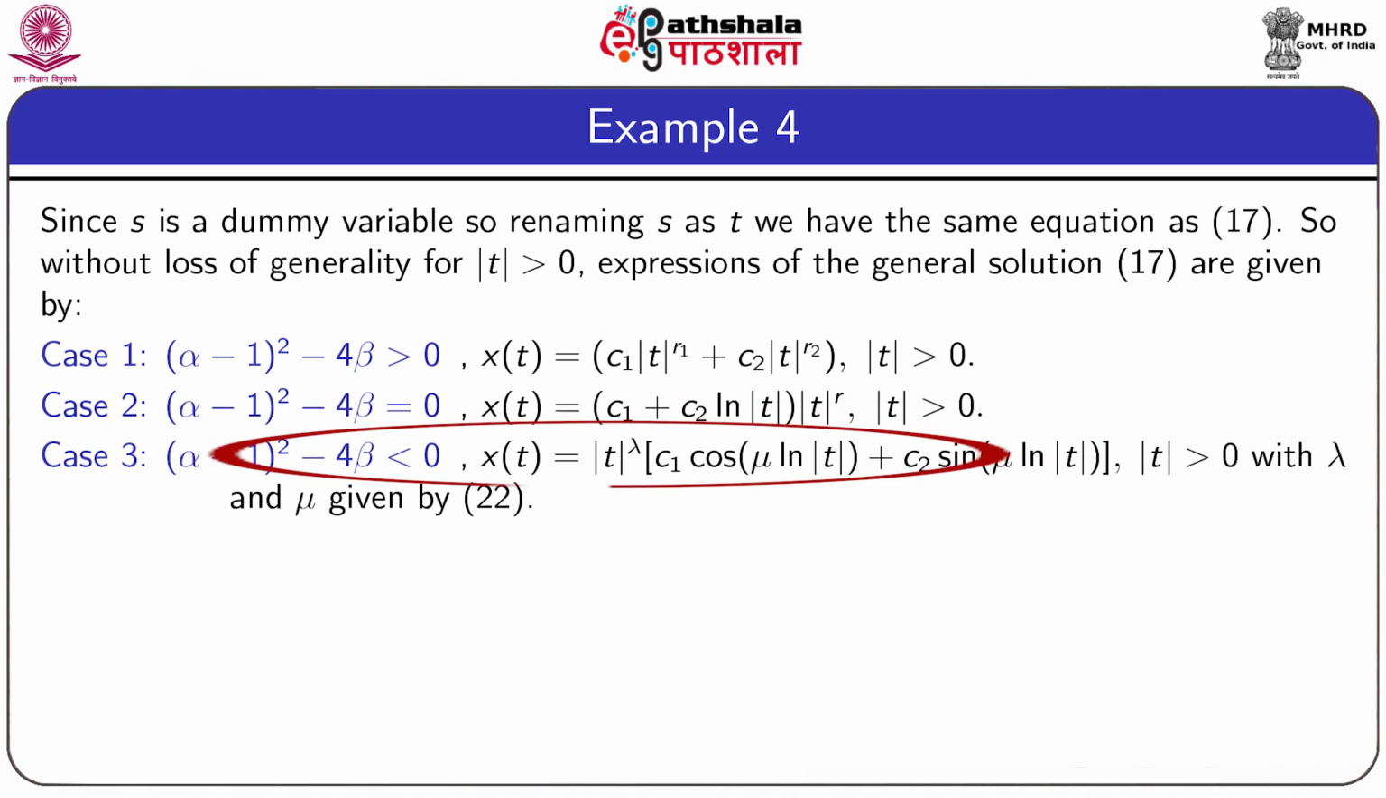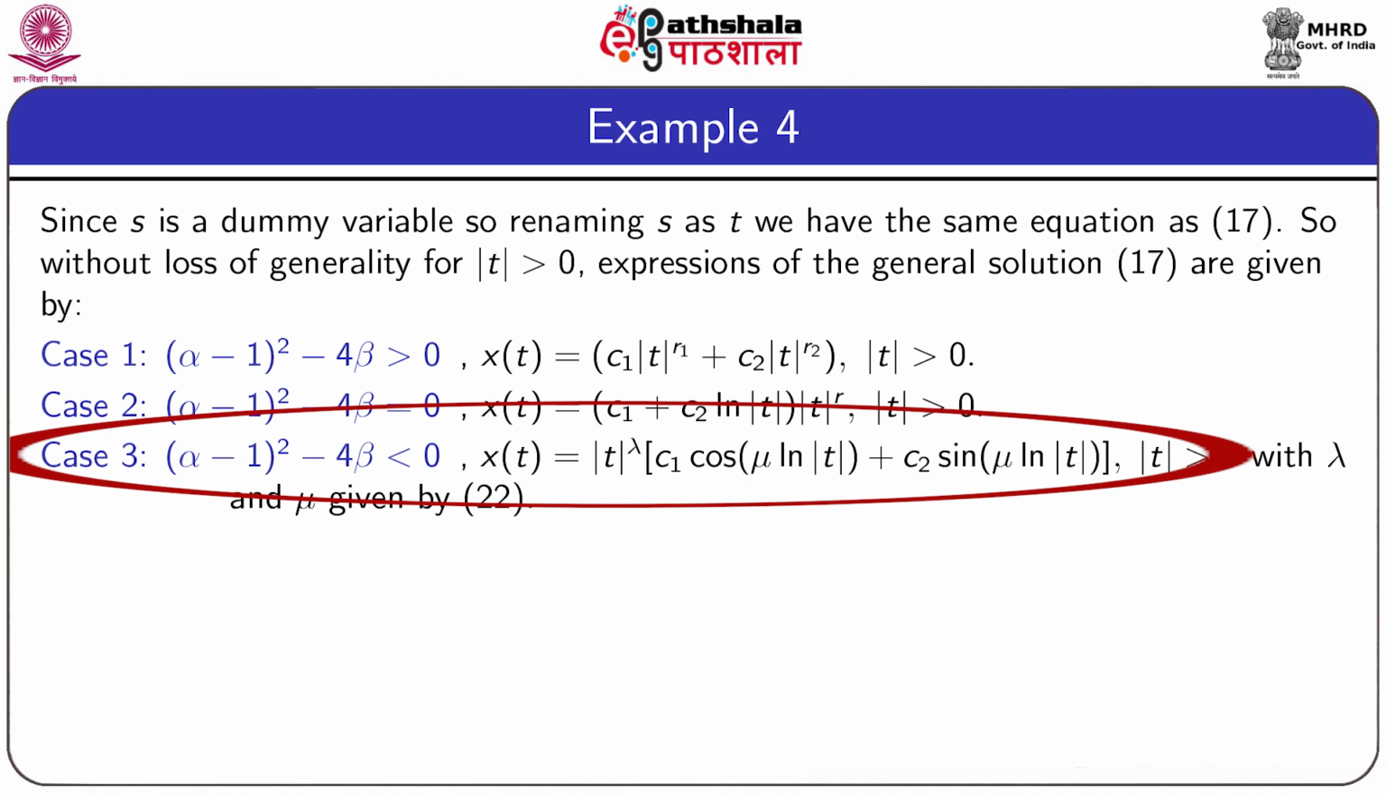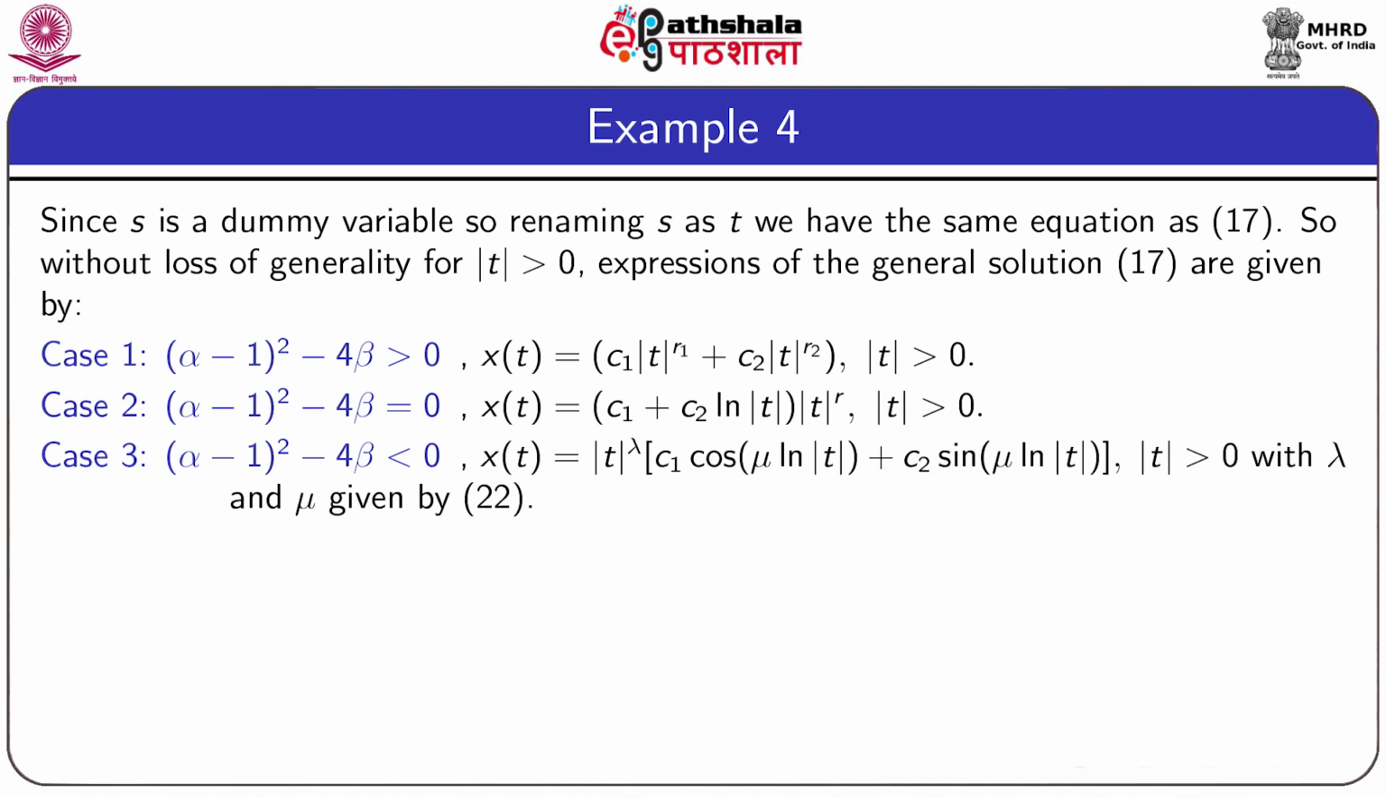In case 3, (alpha minus 1) whole square minus 4 beta is less than 0, and the solution is x(t) equal to mod t to the power lambda (c1 cos(mu log mod t) plus c2 sin(mu log mod t)), where mod t is greater than 0, with lambda and mu given by equation 22.